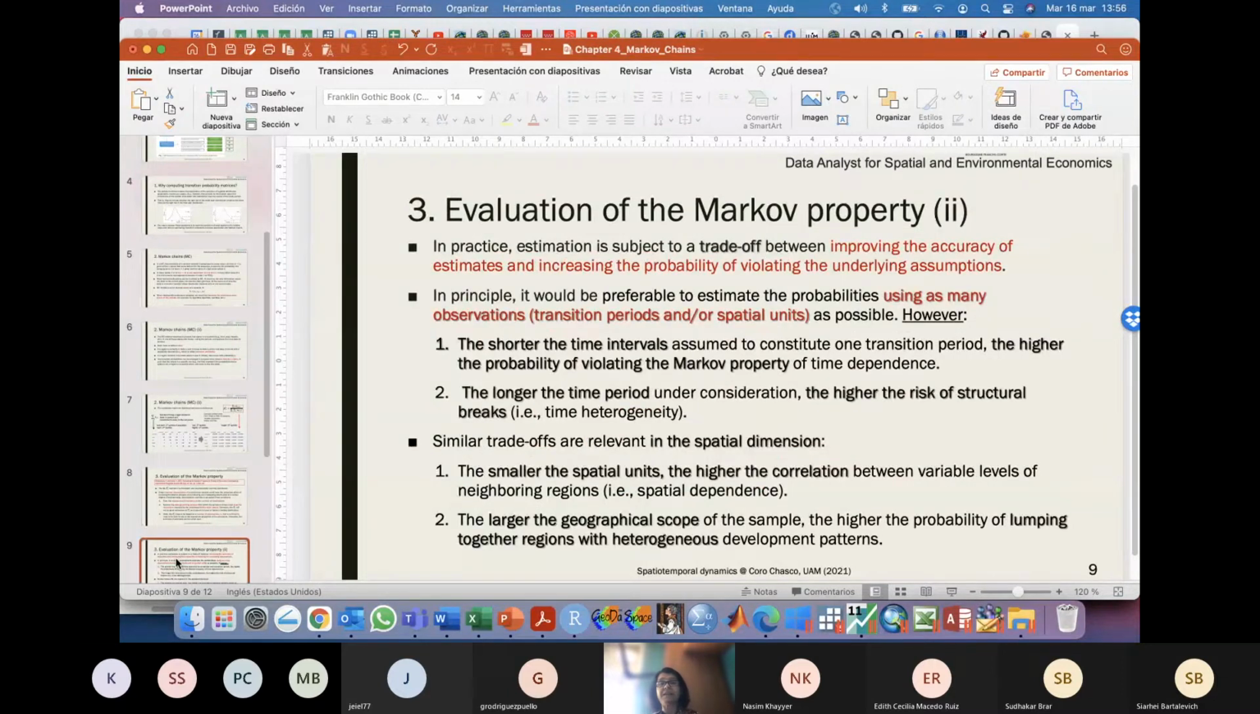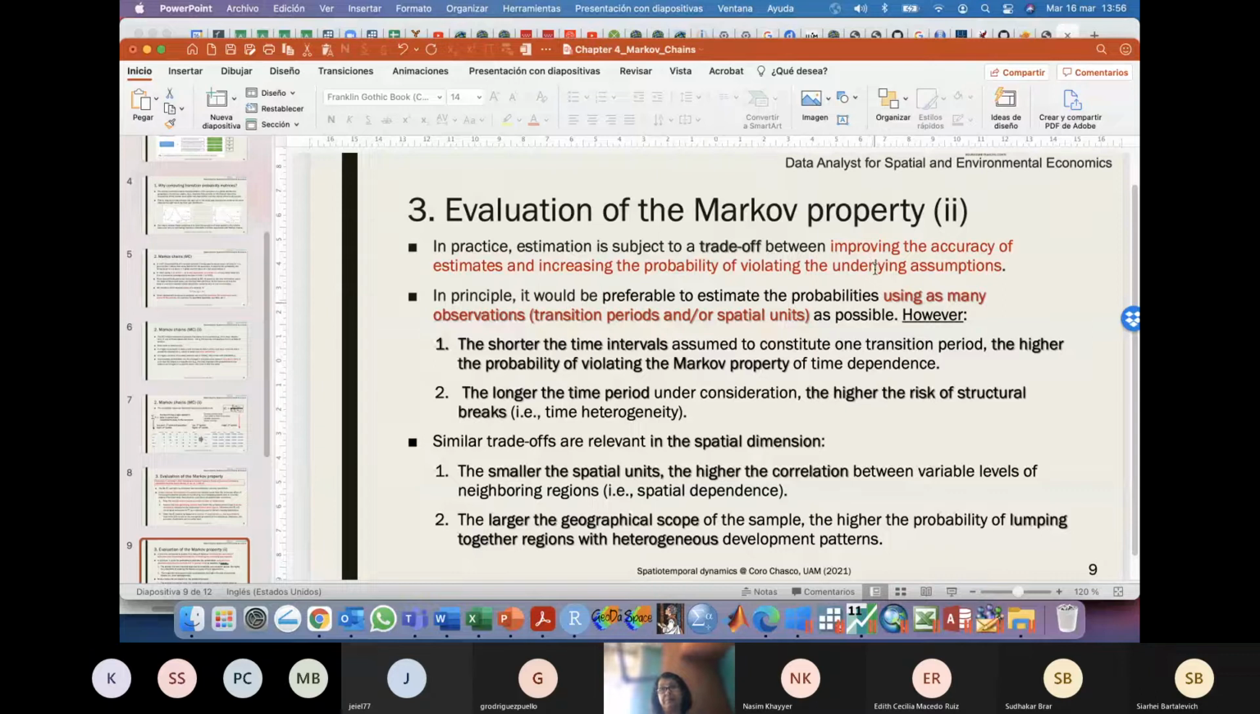In practice, estimation is subject to a trade-off. A trade-off between what? Between improving the accuracy of the estimates and increasing the probability of violating the underlying assumptions. So we must choose. If we want to maximize the accuracy of the estimates of the PIJ hats, perhaps we will increase the probability of violating the underlying assumptions.